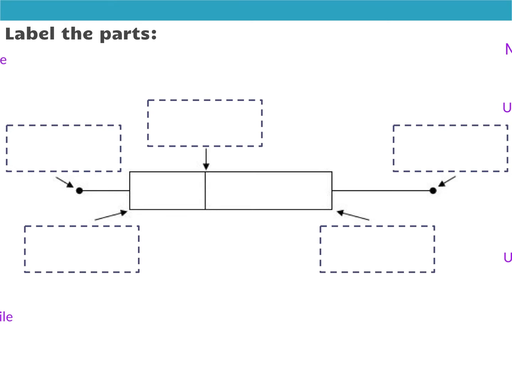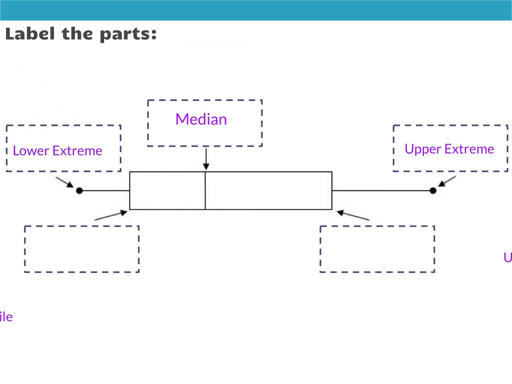Looking at our box plot here, we're going to label all of the parts. We're going to start with that part in the middle. That line in the middle of the box is going to represent our median. Then looking at the far side, that dot all the way on the end is going to be our upper extreme. The dot on the other side will be the lower extreme.